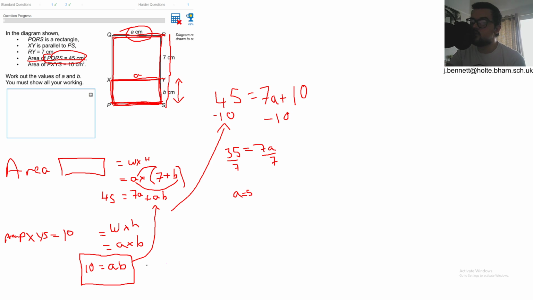So 10 equals AB. Let's sub in A. 10 equals 5B. Therefore B equals 2. And that's your answer. So A equals 5 centimeters, B equals 2 centimeters. And that's our answer. So let's get on to the next question.